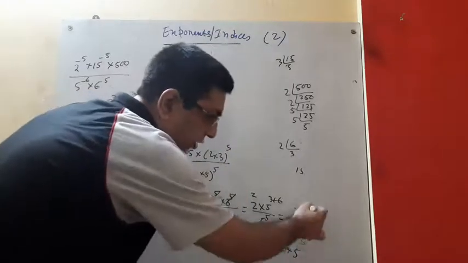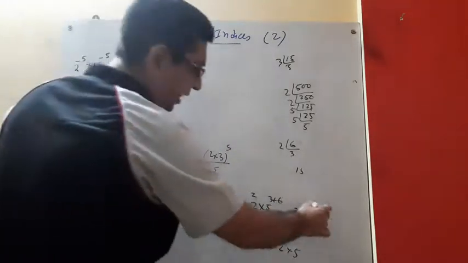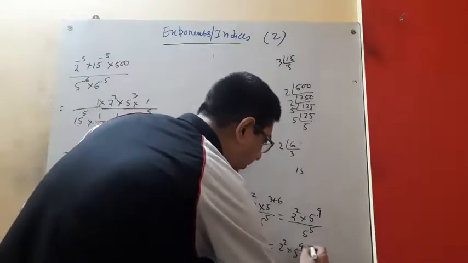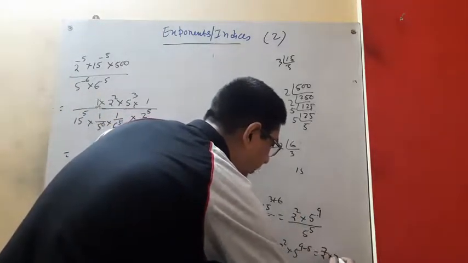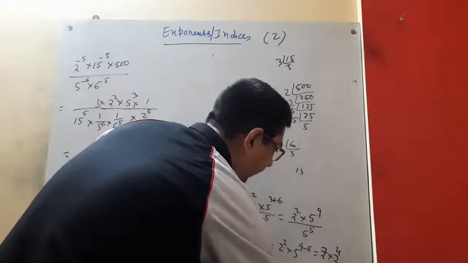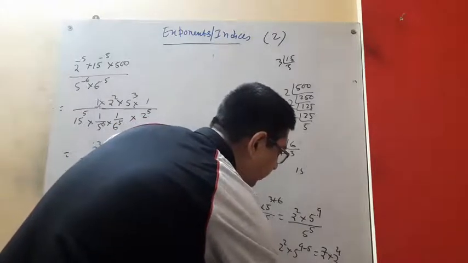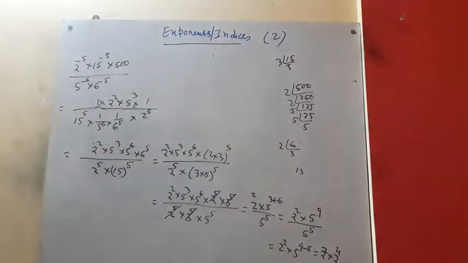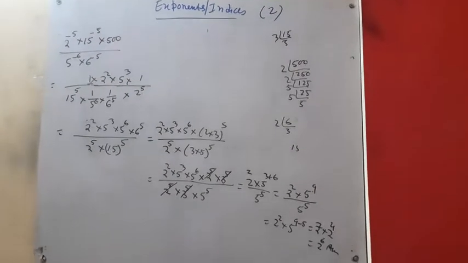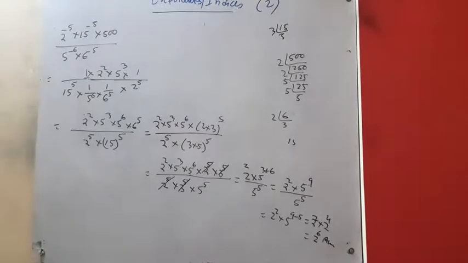Look, this is a case of division: 5 to the power 9 by 5 to the power 5, so 5 to the power 9 minus 5. So 2 square into 2 to the power 4, that is 2 to the power 6. This is the answer. Can you see it properly, students? Yes, you can see it properly.